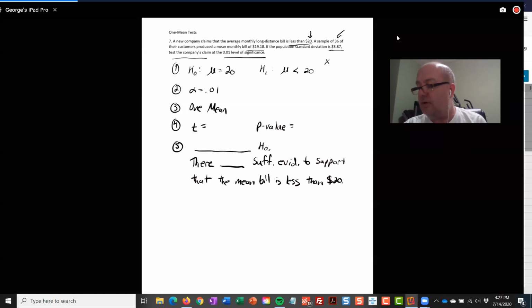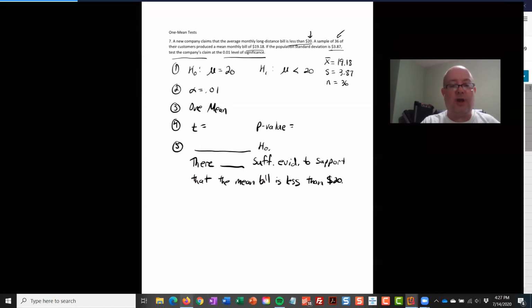The sample mean is 19.18. The sample standard deviation, $3.87. The sample size, 36. Notice how that's all within the same couple of sentences there. Be careful not to confuse the 20 and the 19.18. The 20 is what we're comparing the population to. The 19.18 is the number that comes from our sample. All right, let's go ahead and switch over to StatCrunch.